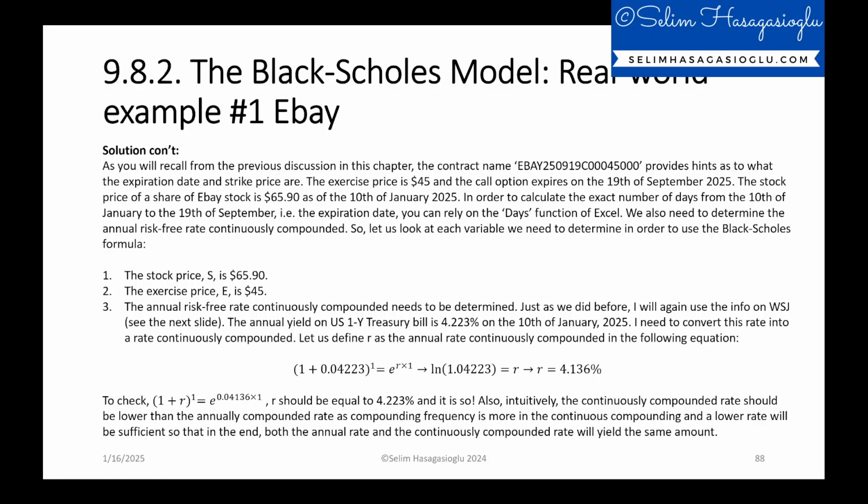So the stock price of a share of eBay stock is $65.90 as of the 10th of January 2025. In order to calculate the exact number of days from the 10th of January to the 19th of September, that is the expiration date, you can rely on the days function of Excel. We also need to determine the annual risk-free rate continuously compounded.